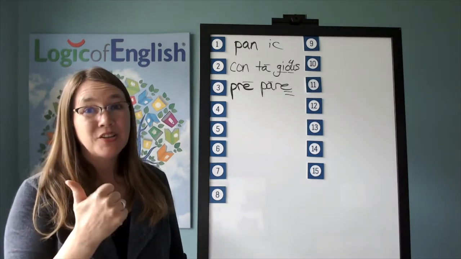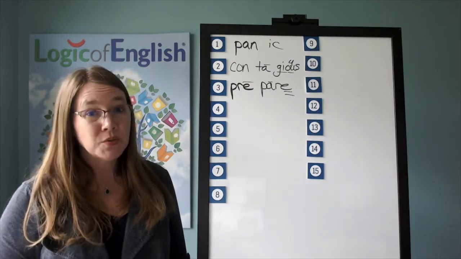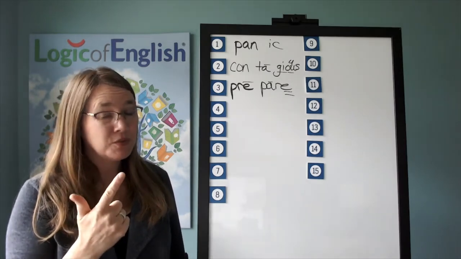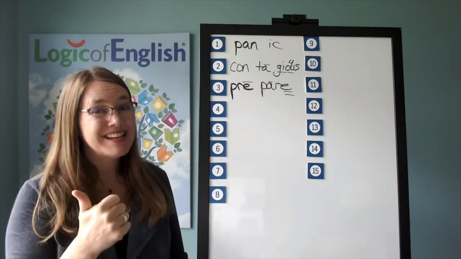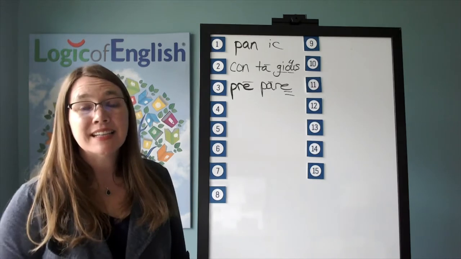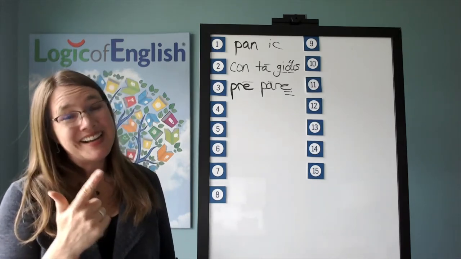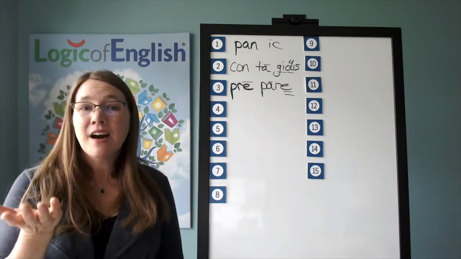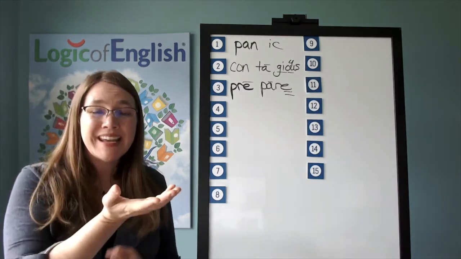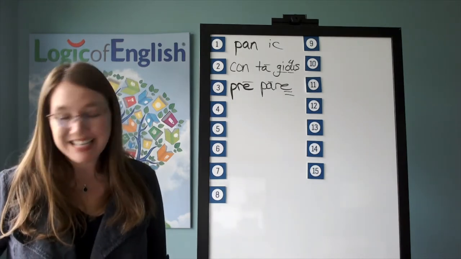Com. K. Use a k. O. M. Mu. M. U. N. Ni. N. I. Use an I. I, E, Y. T. T. E. That's right. It's a Y. I, I, E. Go ahead and write com, mu, ni, ty, sounding it out as you write it. That is the key.